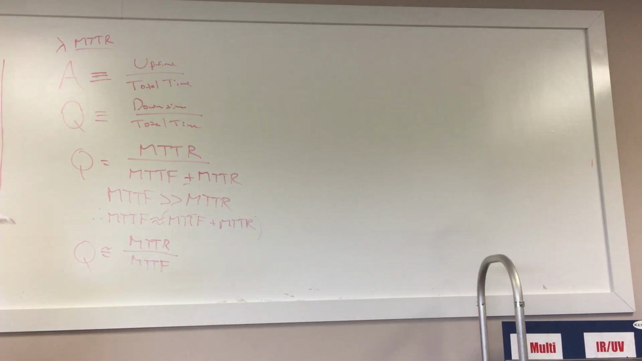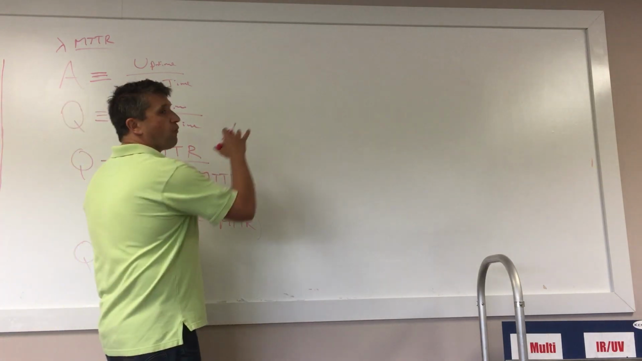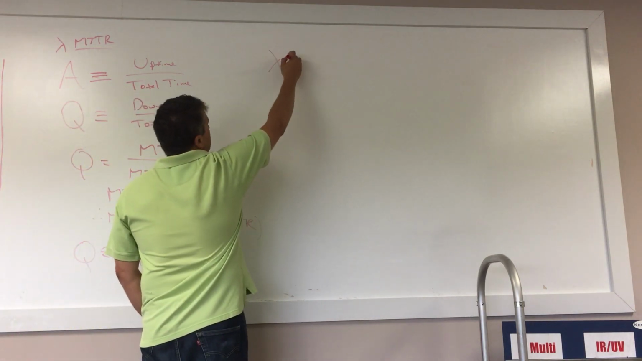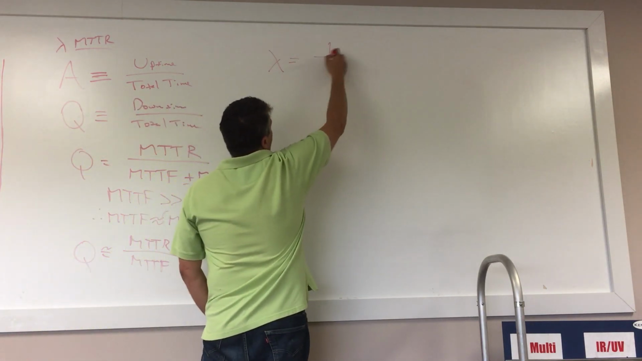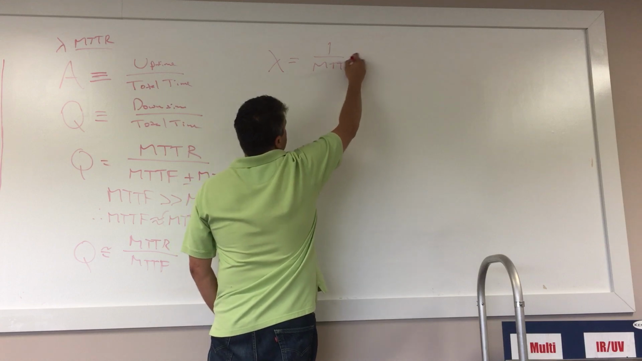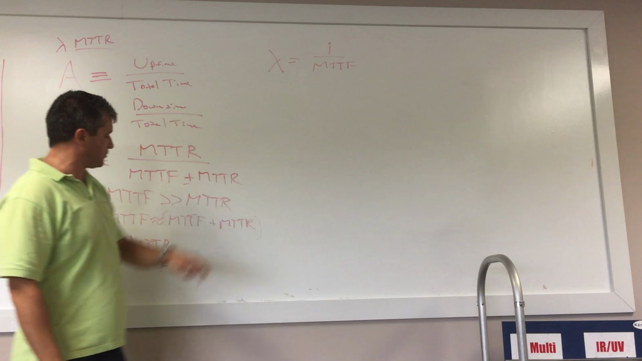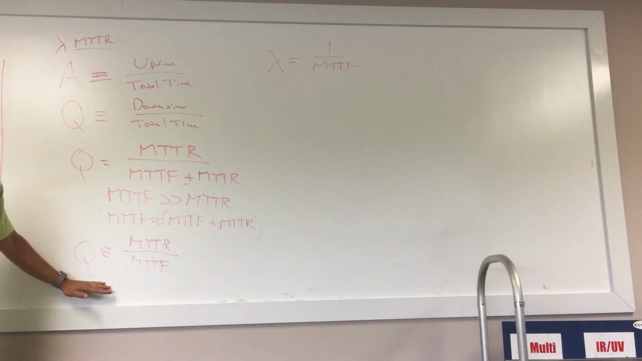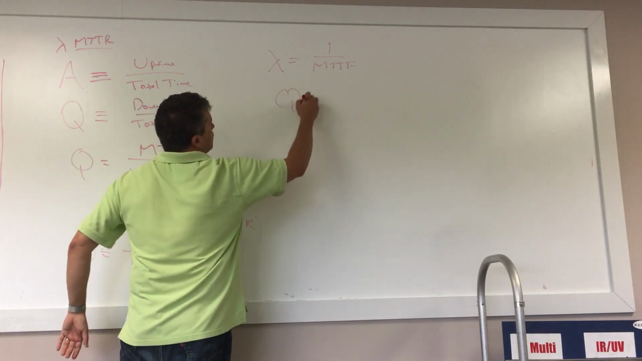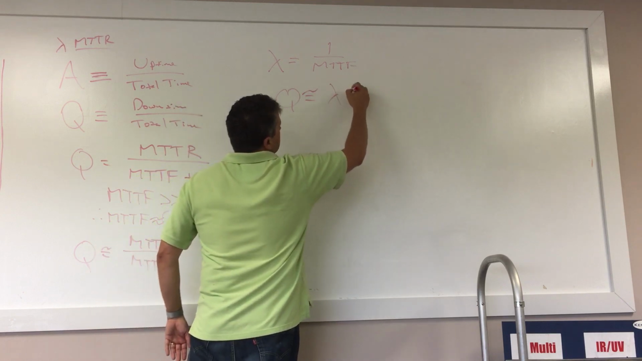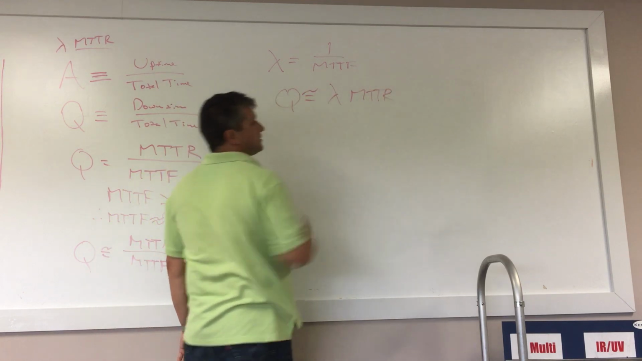The other thing, just a simple substitution, is that we know that for the constant failure rate regime, the failure rate is equal to 1 over the mean time to failure. So when we replace 1 over mean time to failure with lambda in this equation, we know that Q is approximately equal to lambda times MTTR.